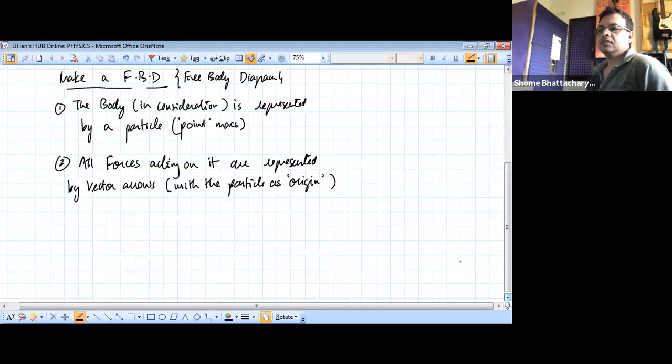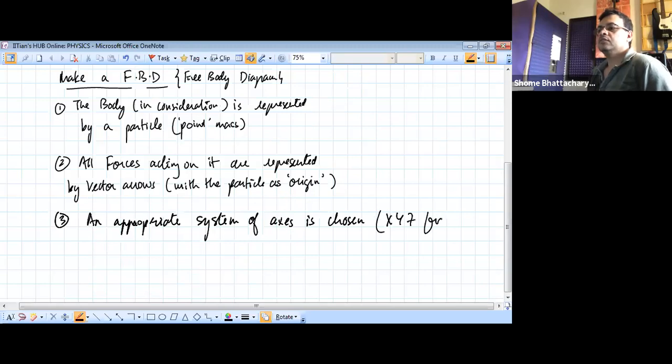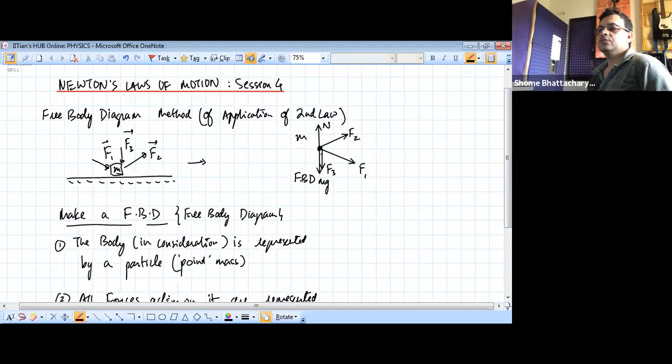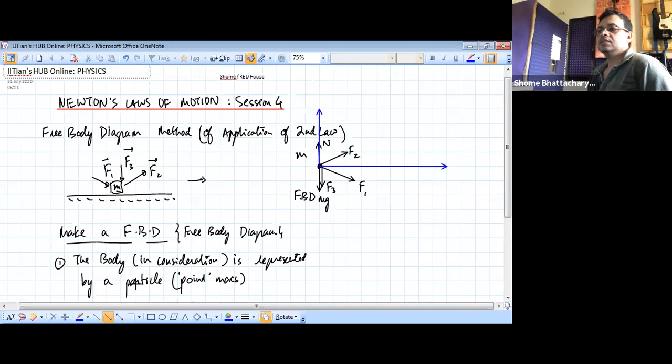Okay. Now next step is very critical. After you have shown all the forces, an appropriate system of axes is chosen, that is XYZ coordinate frame, and the forces are resolved. So here, for example, the body is lying on a horizontal surface, so it might make appropriate sense to take the horizontal direction as our x-axis and take the vertical direction as our y-axis. So we will select this as our x-axis. We will select the vertical as our y-axis.